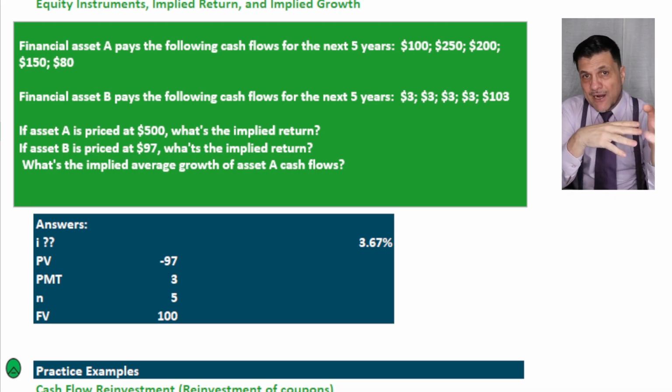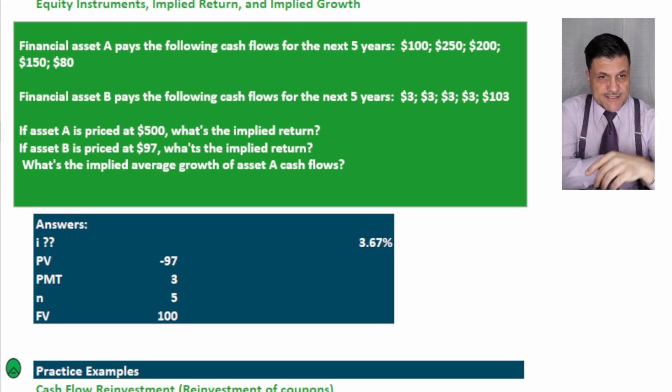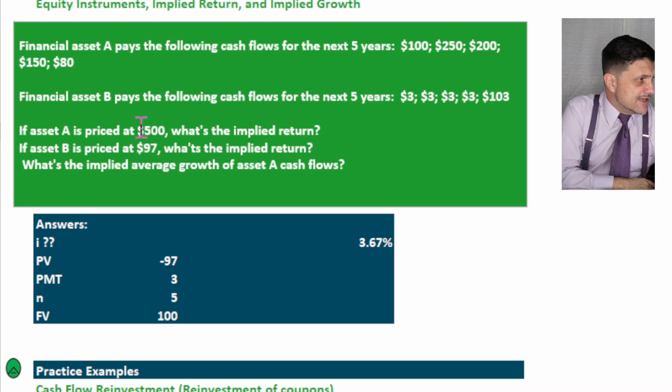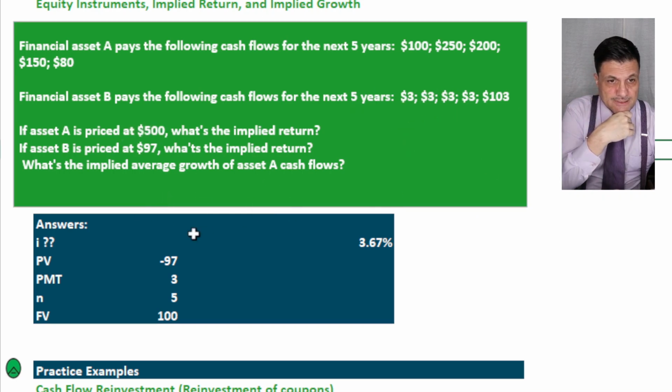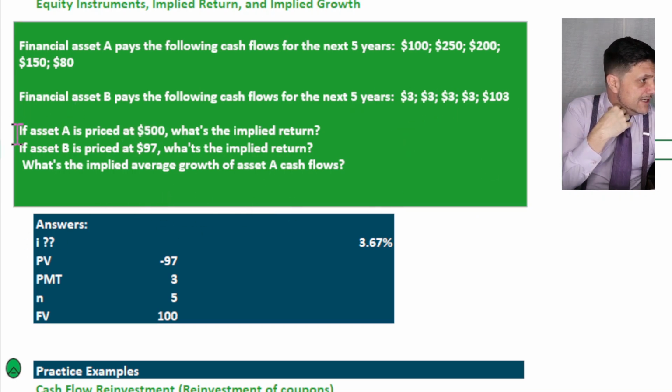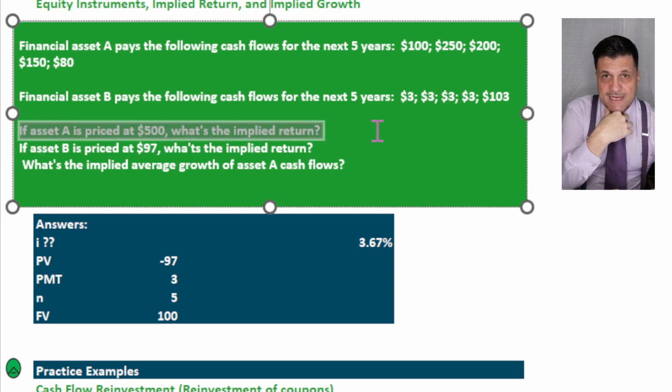Now, if you had the price of the asset, which it is here, the asset price is 500. Then you can set the 500 as the initial cash flow. This is cash flow 0. That's how much you're paying. And then all the other cash flows, and then you solve for the IRR. Okay, that's how you do the implied return on the asset A.